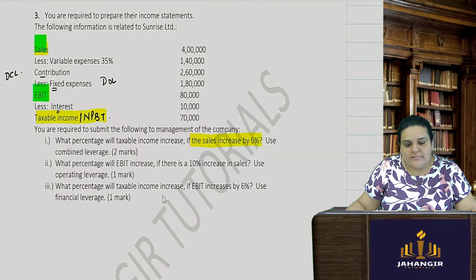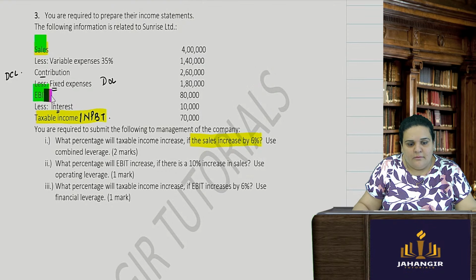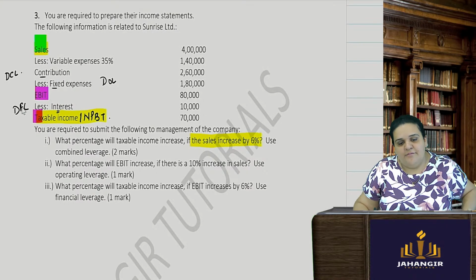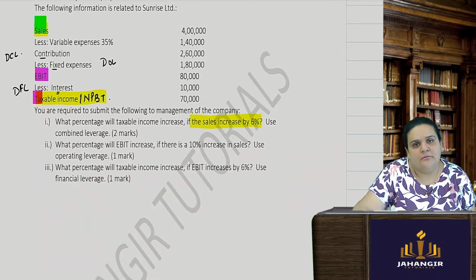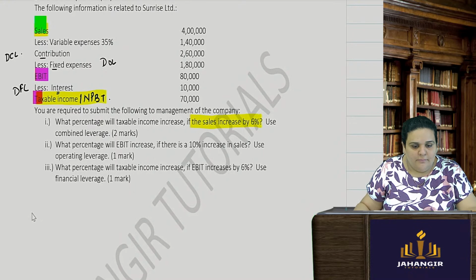And the last one is, what percentage will taxable income increase if EBIT increases by 6%. So in the last one, they are asking me the relationship between EBIT and the taxable income. Yes, here I will be using my degree of financial leverage. So first I will find all my 3 leverages and then I will be able to arrive at the answer.